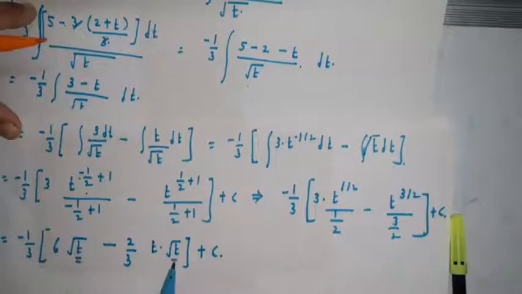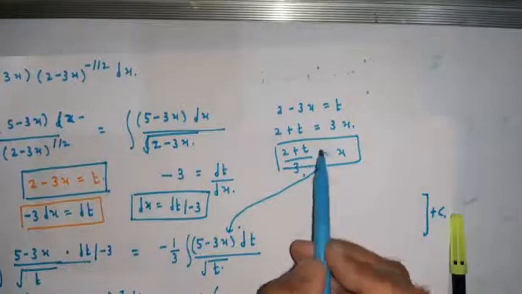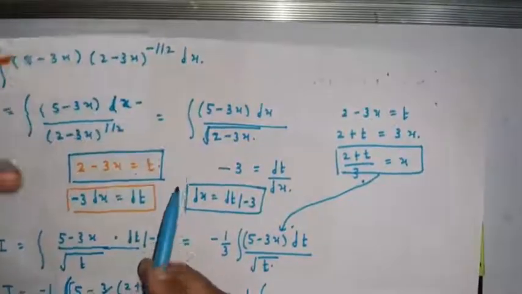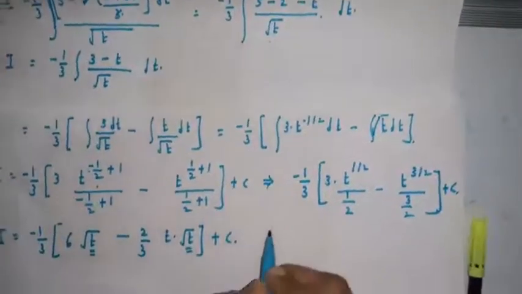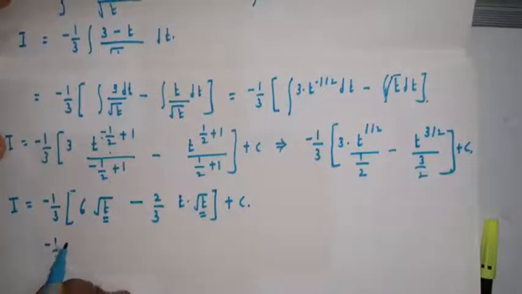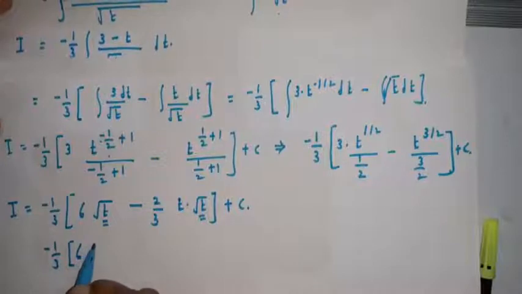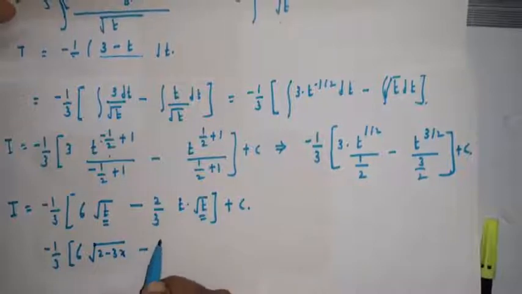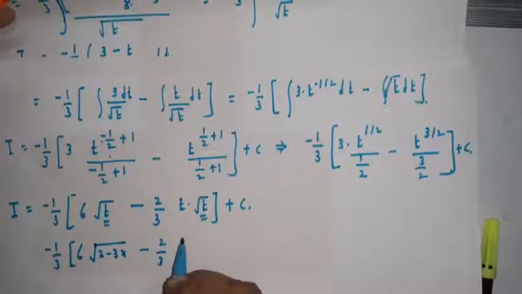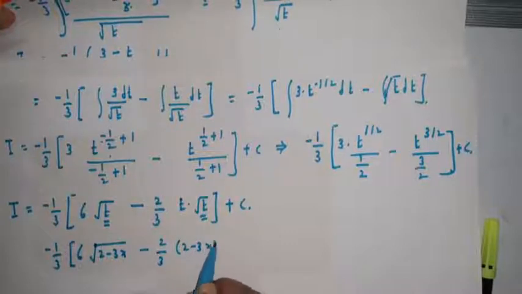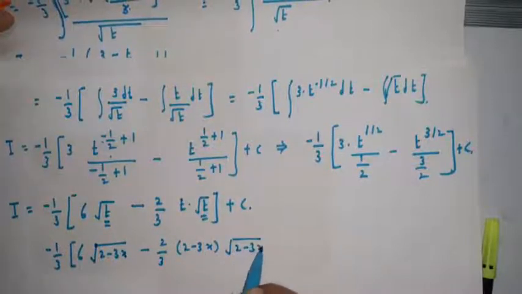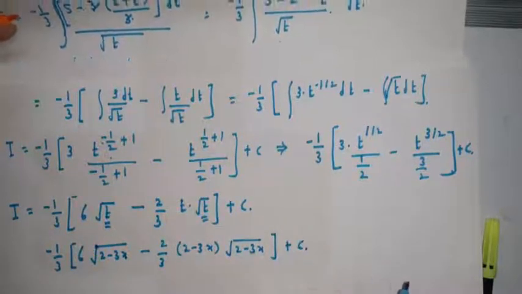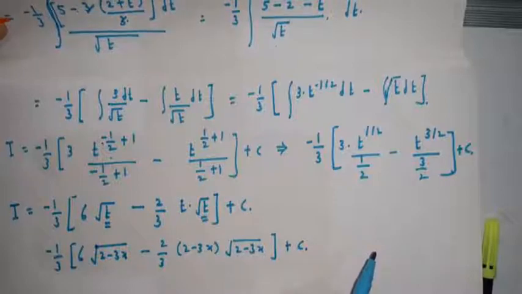Now resubstitute the value of t. What is the value of t? The value of t is 2 minus 3x. So put the value, we will get minus 1 by 3, 6 into square root of 2 minus 3x, minus 2 by 3 into 2 minus 3x into square root of 2 minus 3x, plus constant of integration c. In this way we have to solve the problems.